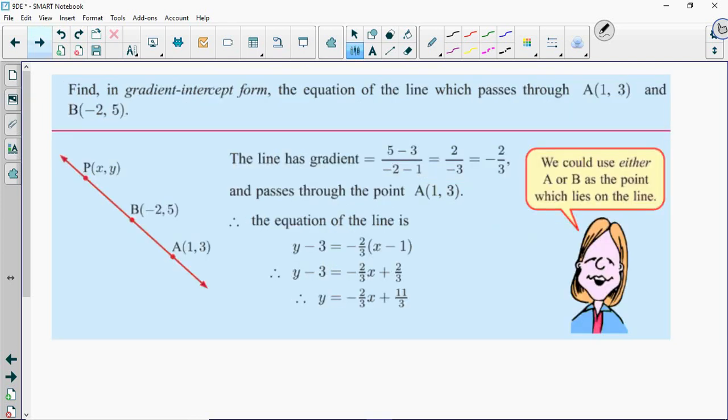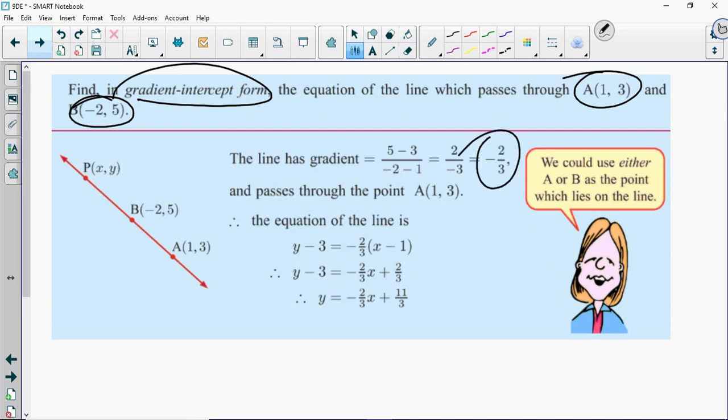Okay, here's another one. Gradient intercept form is what they want. We're only told 2 points that the line goes through. So first thing we're going to do is calculate the slope. We do 5 minus 3 over -2 minus 1. We could have also done 3 minus 5 over 1 minus -2. We're going to get the exact same thing. Our slope is -2/3. That's going to go into our point slope form.